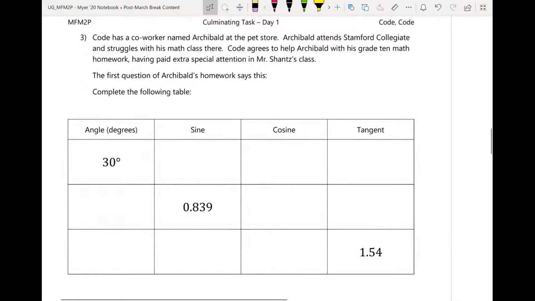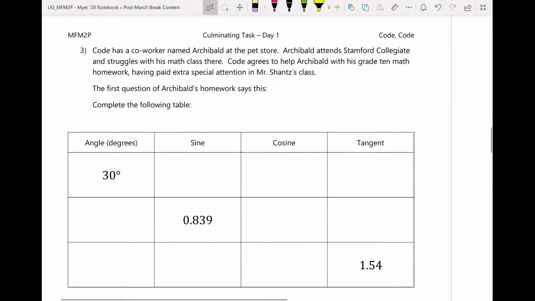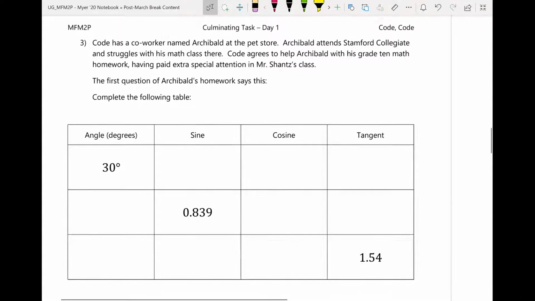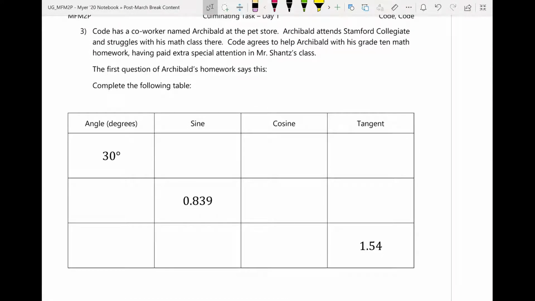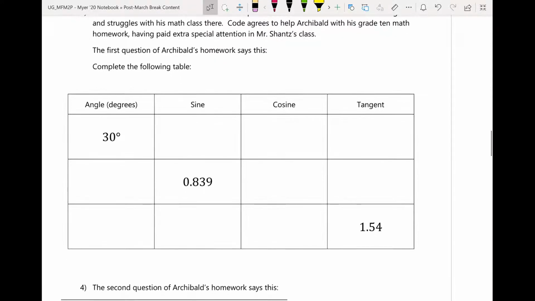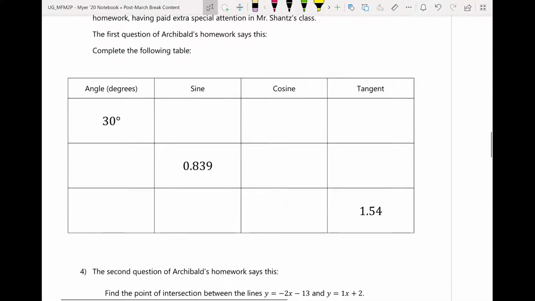All right. So Code has a coworker named Archibald at the pet store. Archibald attends Stanford Collegiate and struggles with his math class there. So Code agrees to help Archibald with his grade 10 math homework, having paid extra attention in Mr. Johnson's class, because who wouldn't? Duh. So the first question of Archibald's homework says this: Complete the following table. We need to find the sine ratio, the cosine ratio, and the tangent based on this angle right there. So how are we going to do that?